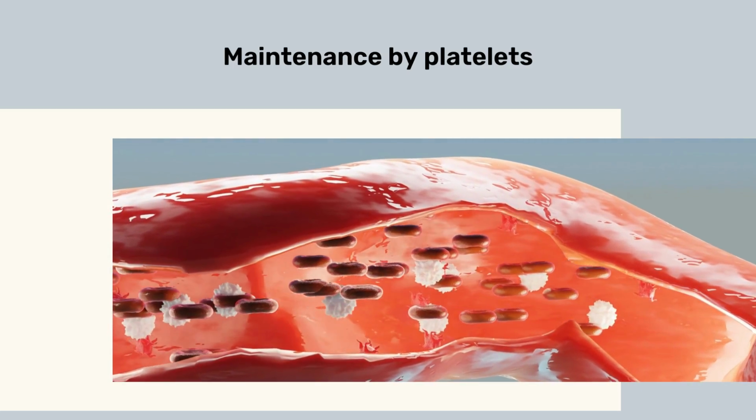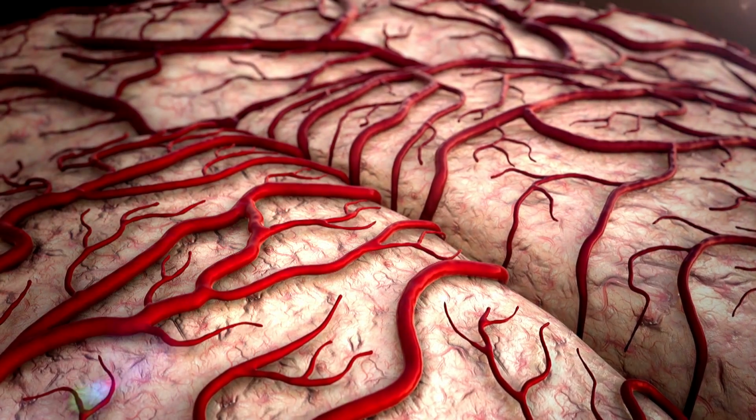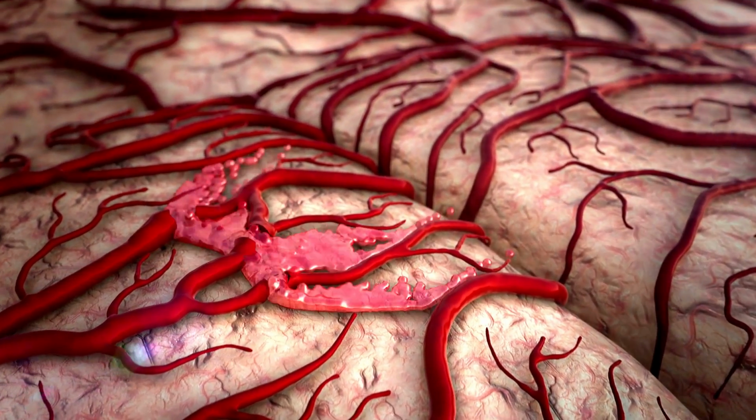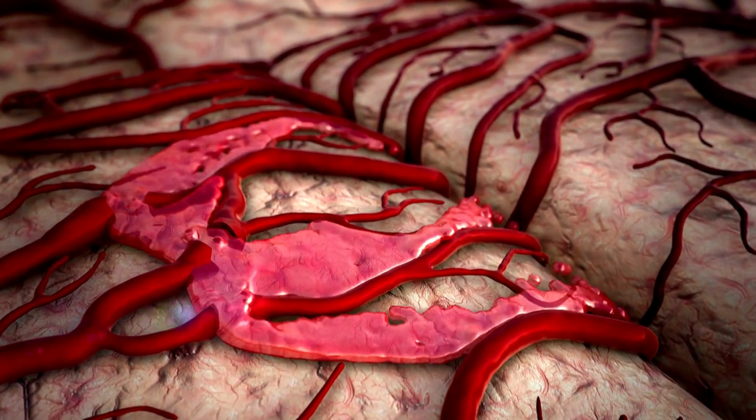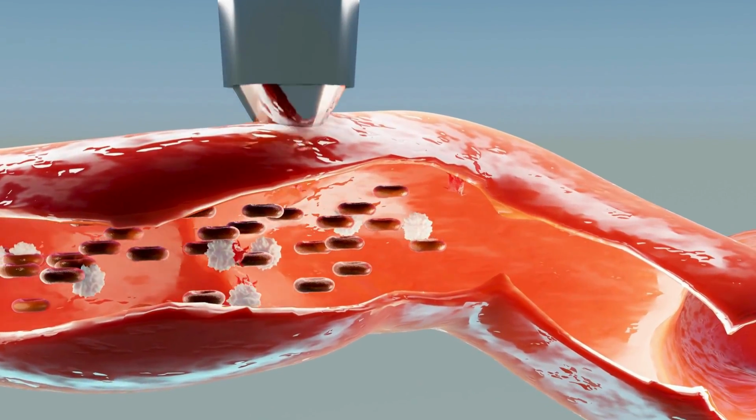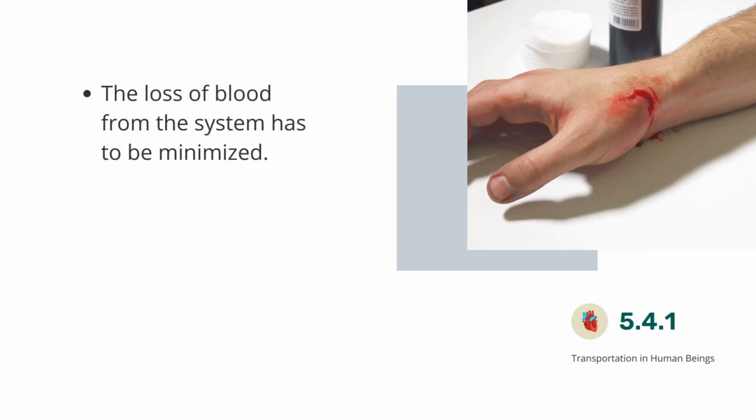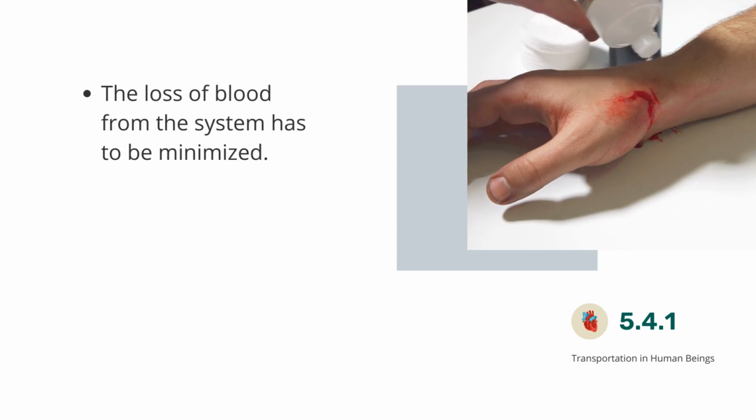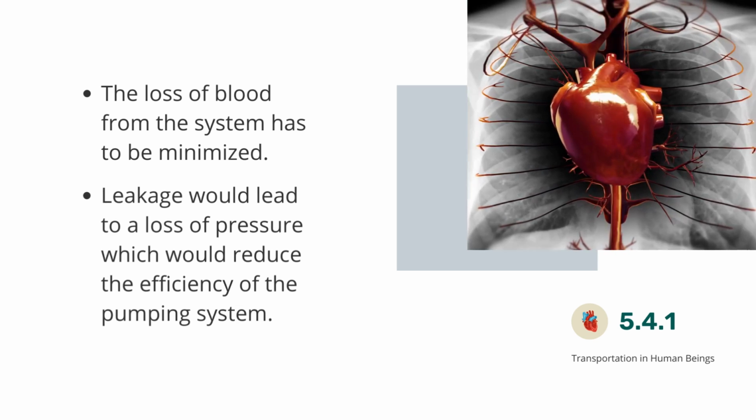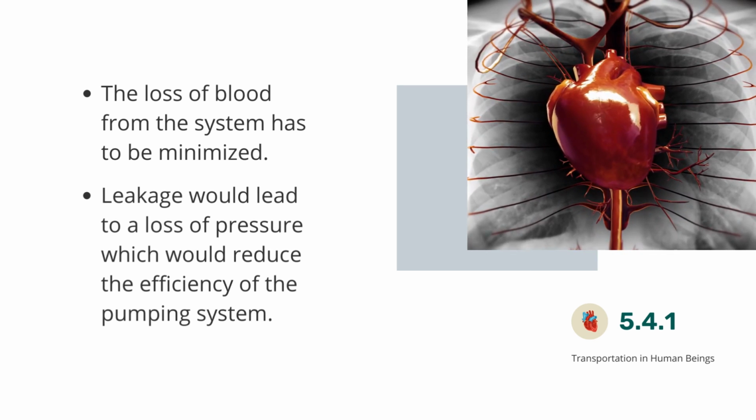Now, if I ask you, what happens if this system of tubes develops a leak? Think about the situations when we are injured and we start bleeding. Naturally, the loss of blood from the system has to be minimized. In addition, leakage would lead to a loss of pressure which would reduce the efficiency of the pumping system.